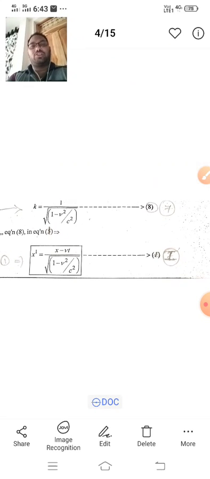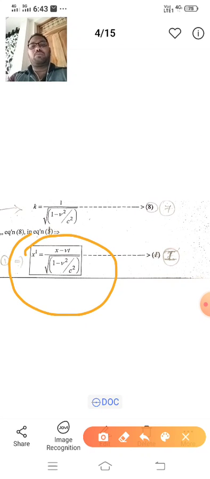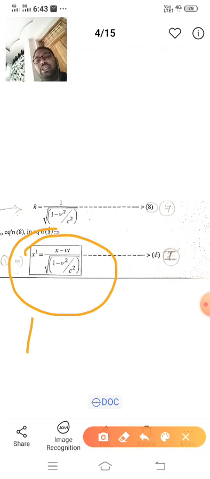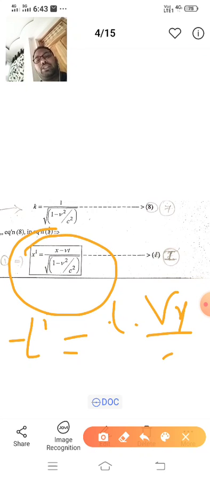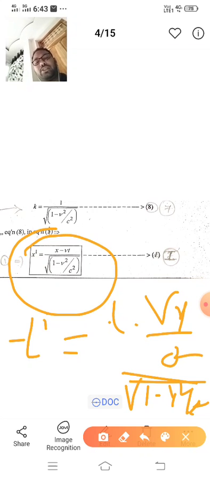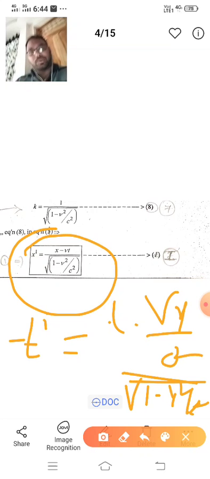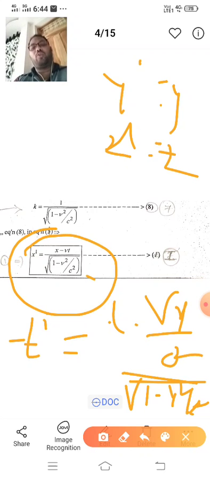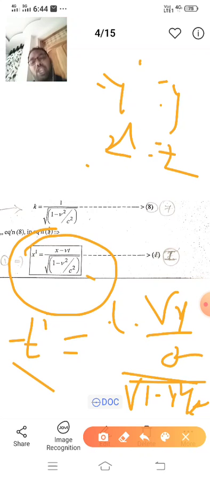x dash equals x minus vt divided by the square root of 1 minus v square by c square. The second one is t dash equals t minus vx by c square, with the same denominator, square root of 1 minus v square by c square. This one is the second Lorentz transformation. And y dash equals y, z dash equals z are invariant, same as before. These four are the Lorentz transformations.